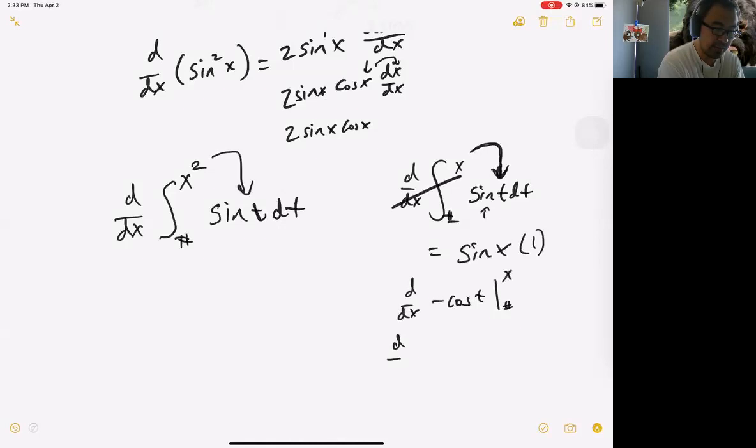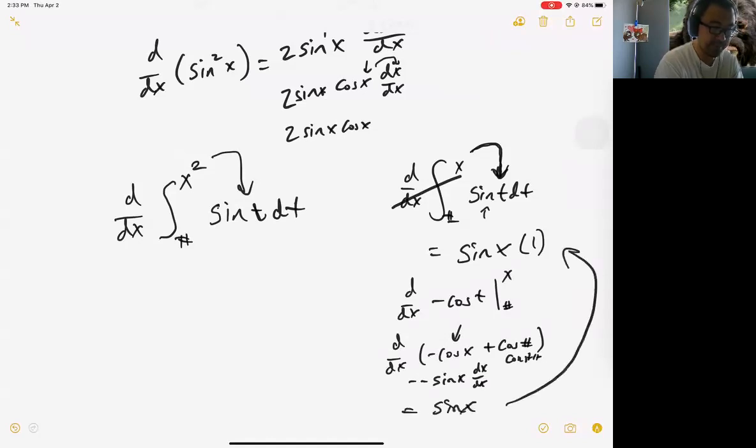d over dx, negative cosine of t, from some number to x. We rewrite it as the derivative of negative cosine of x minus a negative cosine, which would be plus cosine of some number. This is some constant. And when you took the derivative of cosine, what's the derivative of cosine? It's negative sine. So negative sine of x. And then you would do chain rule, dx over dx. But we don't write that, do we? So we just write sine of x, which is what we end up with here, because this part's 0, right?